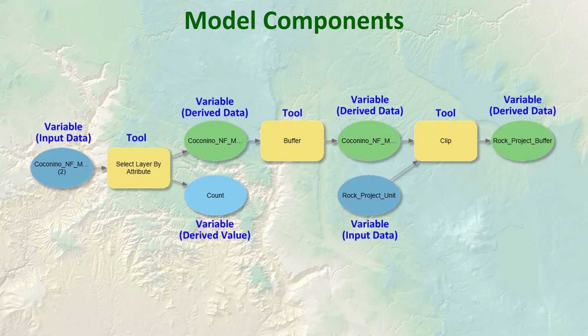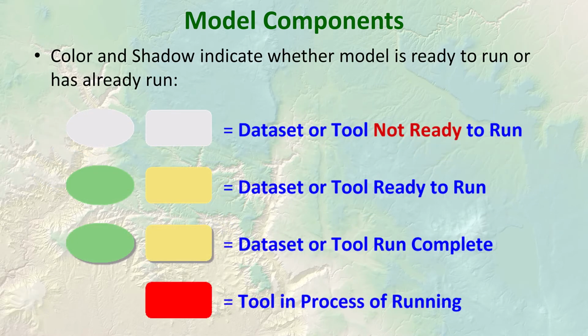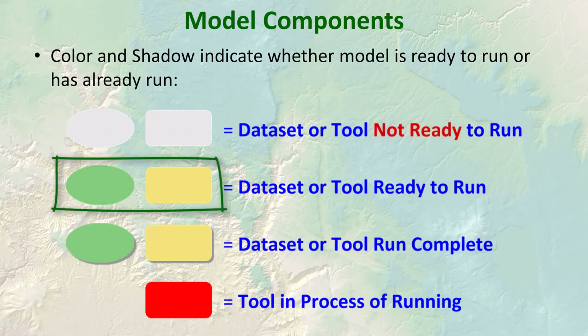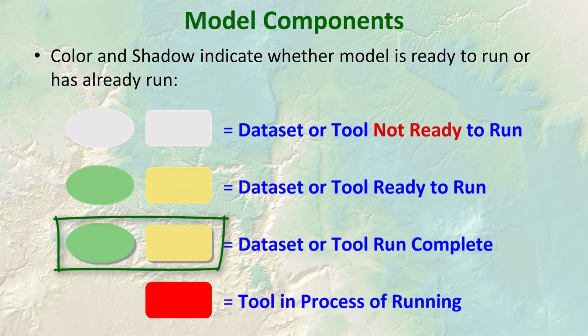And now a few more comments about the design of ModelBuilder and the functions inside it. If the functions are marked with empty gray shapes, like these empty ovals and rectangles, that means the data set or the tool or the variable has been added to the model, but the tool isn't ready to run yet. There are some parameters that have still not been set. If these objects have solid colors within them, that means they're ready to run. They have solid colors with little shadow, that means the run has already happened.